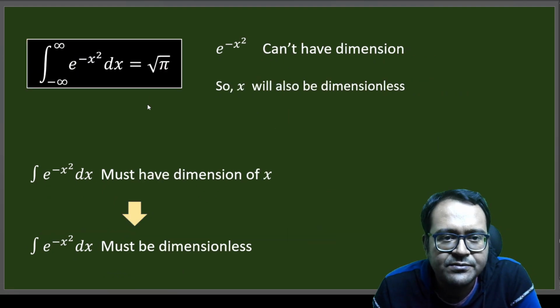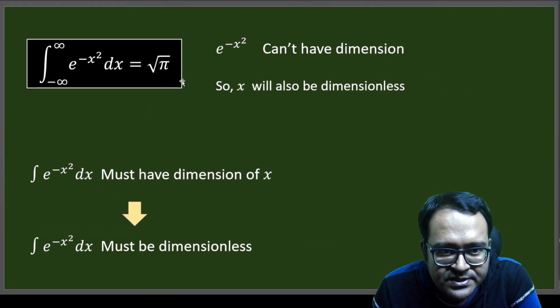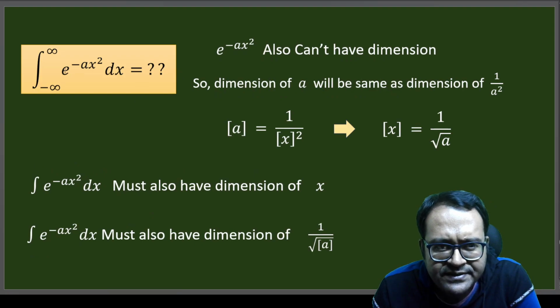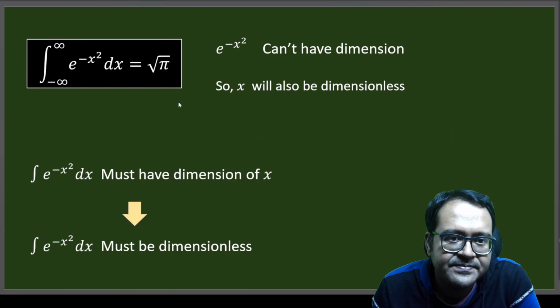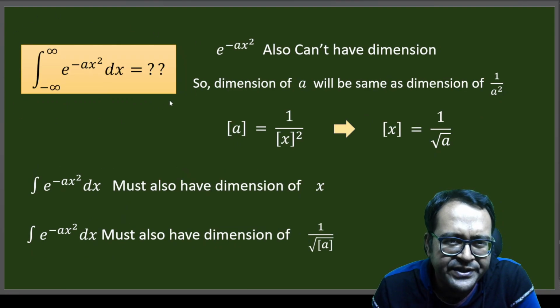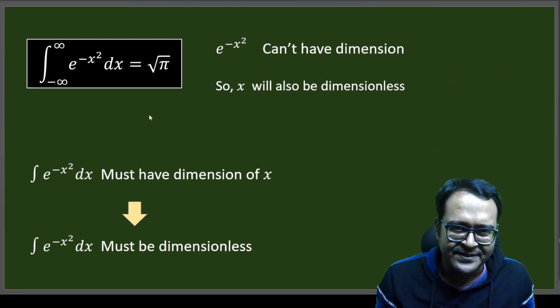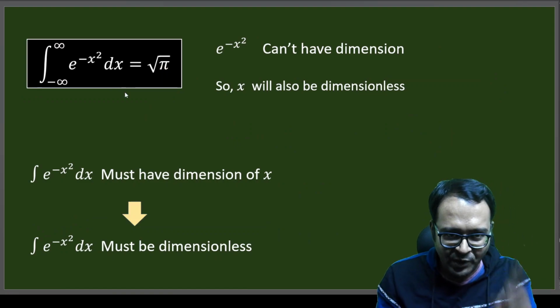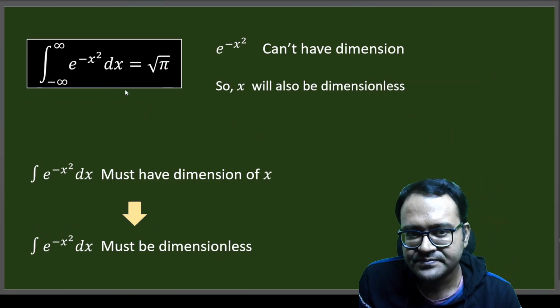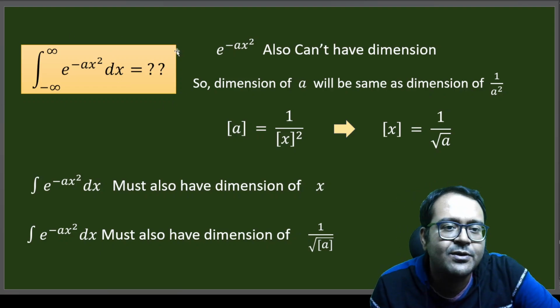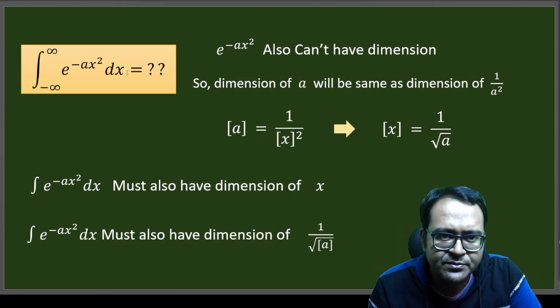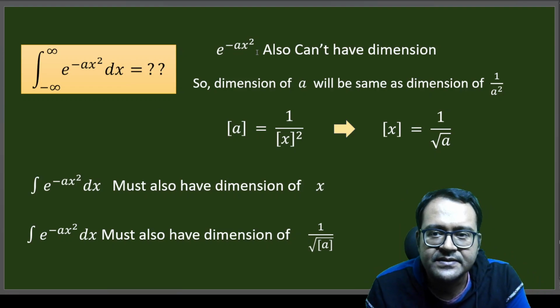Now if I ask you, if you know this result, can you predict this result by using dimensional consideration? That's your problem. You know this. Do you know this? Just using knowledge of this black box and dimensional analysis, can you predict the result of this yellow box? I think we can. Let's see.